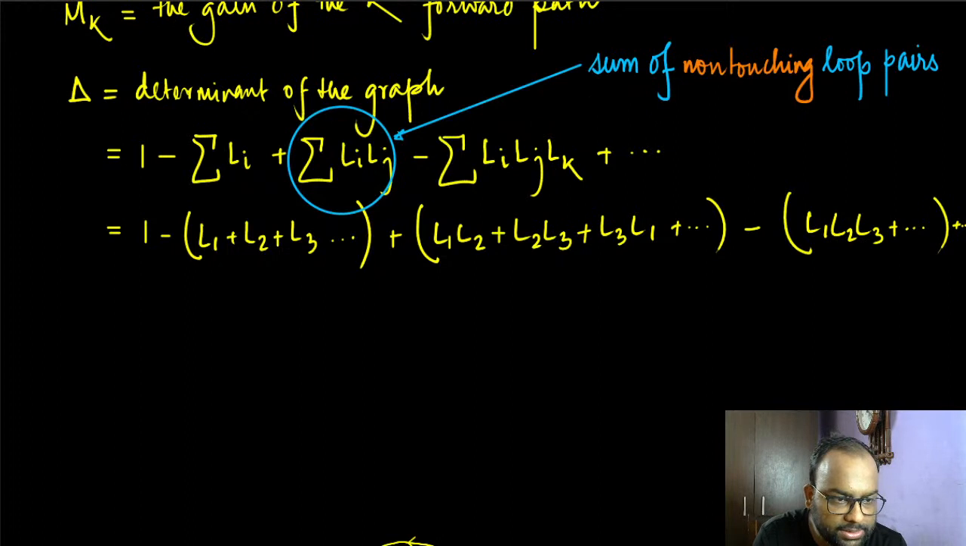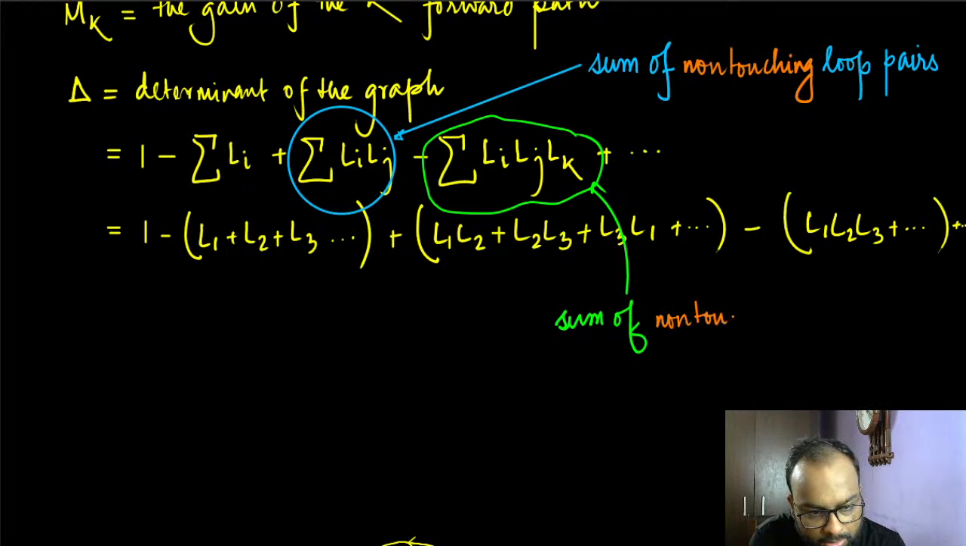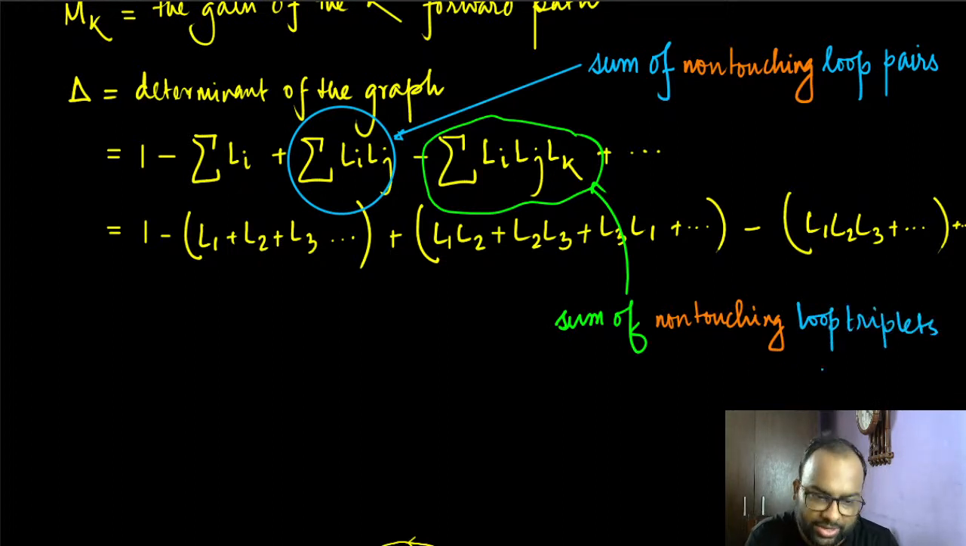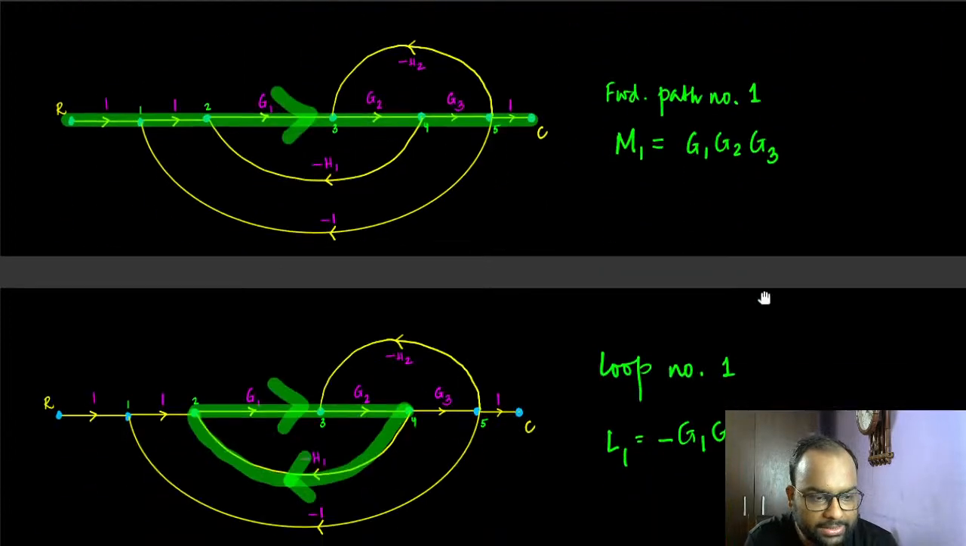Similarly, these here, I'm going to explain what I mean by saying this. These are the sum of non-touching loop triplets. Essentially 3 non-touching loops, 2 non-touching loops. Okay, and so on.